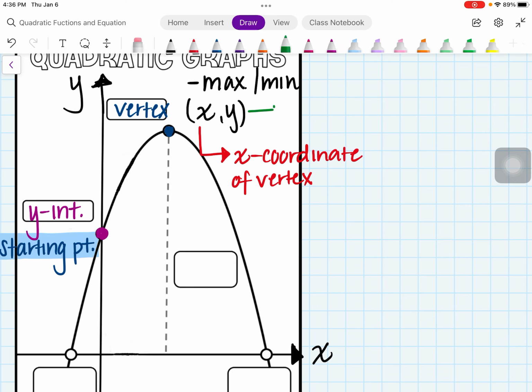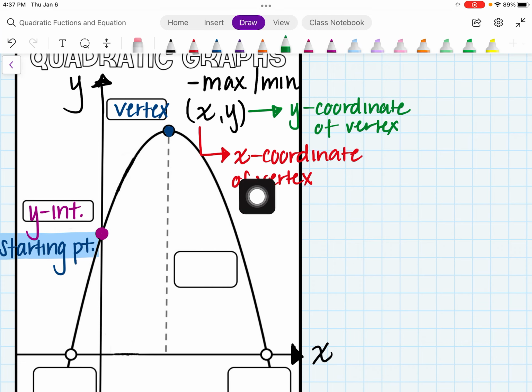And then the y in this case is obviously the y coordinate of the vertex. Now in 5.1, we also saw that the x coordinate of the vertex is also known as the axis of symmetry. So this line here that you guys see here, I'll go ahead and do that in purple. This line that I'm just drawing over it is known as the axis of symmetry. This line will always cross the vertex.